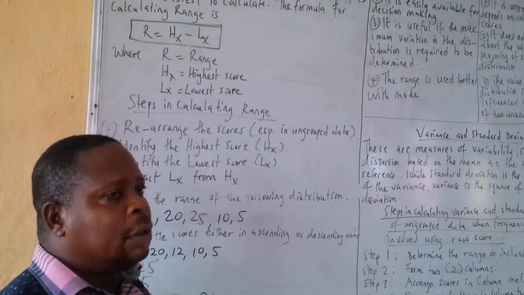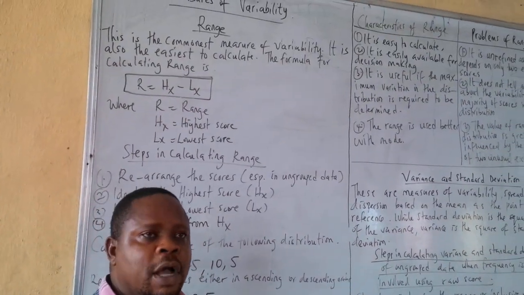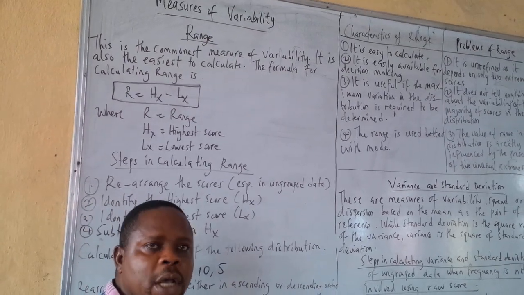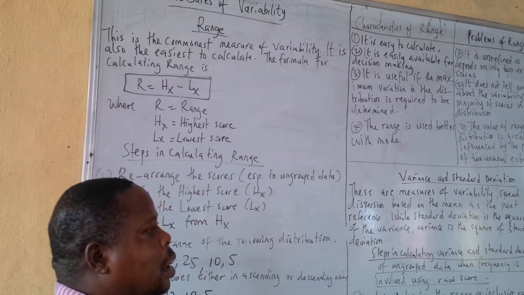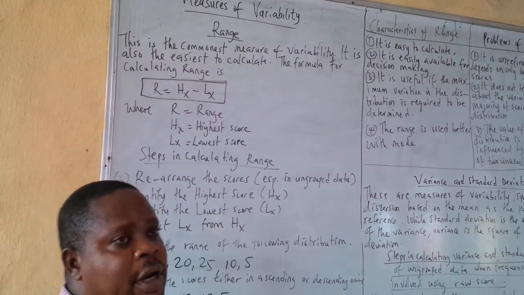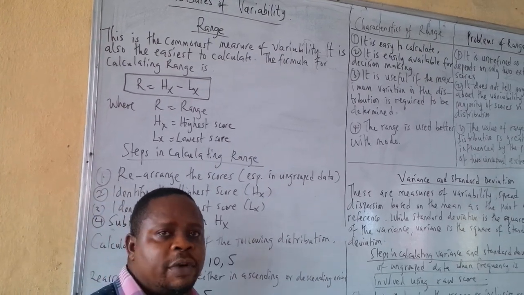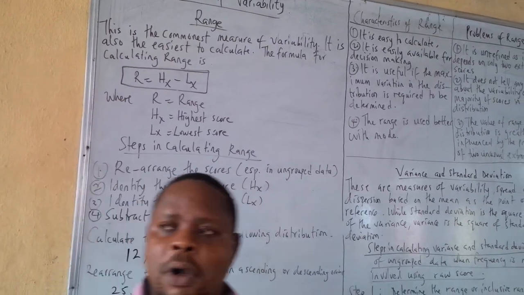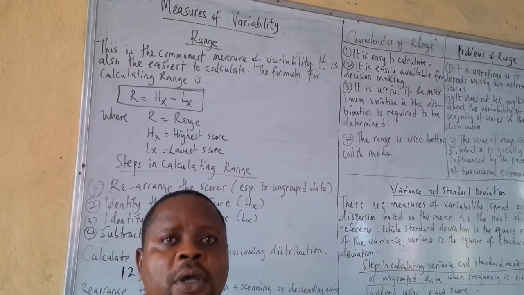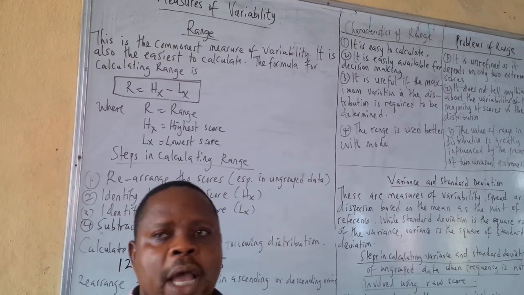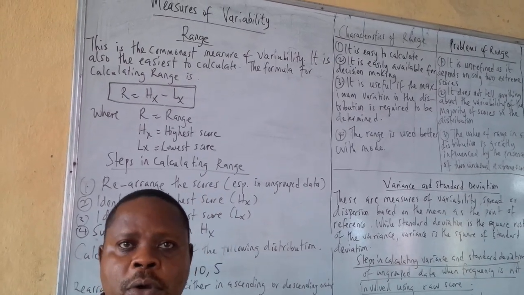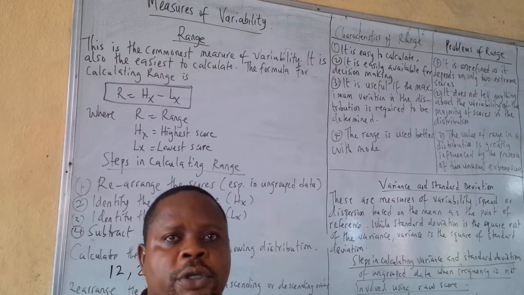All right. Last time we talked about measures of central tendency, that is mean, median, and mode. Today we're going to look at measures of variability. Measures of variability are also called measures of dispersion or measures of spread. These are indices that show how scores differ from each other.